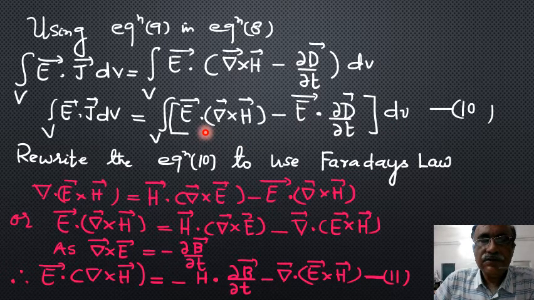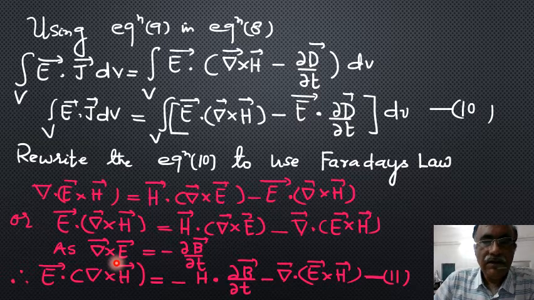Now look at this first term on the right hand side. We need to convert it into a form so that we can use another Maxwell equation. For this, we remember the vector identity: divergence of E cross H is just H dot curl of E minus E dot curl of H, or E dot curl of H becomes equal to H dot curl of E minus divergence of E cross H.